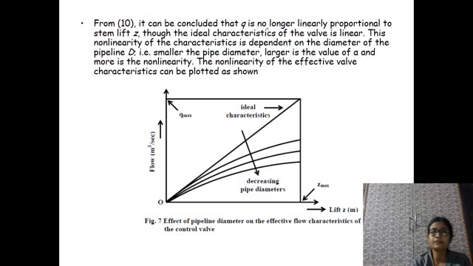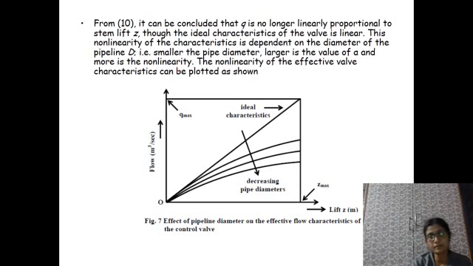So the Q is no longer linearly proportional to the stem lift, though the ideal characteristic of the valve is linear. This non-linearity of the characteristic is dependent on the diameter of the pipeline D. That is, the smaller the pipe diameter, the larger the value of alpha, and the more the non-linearity.